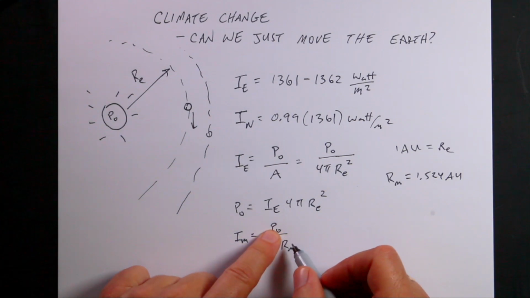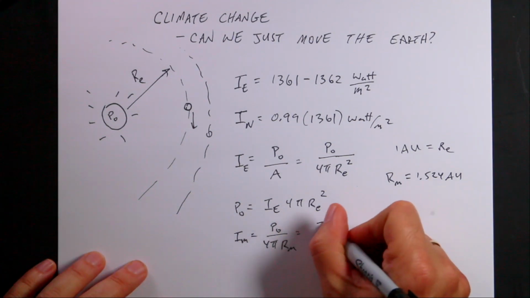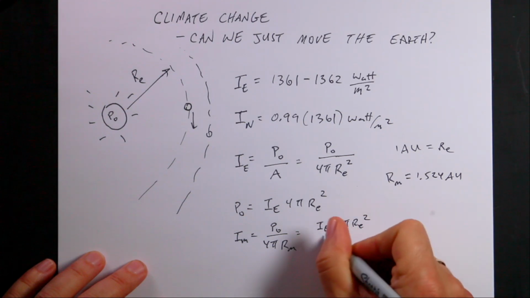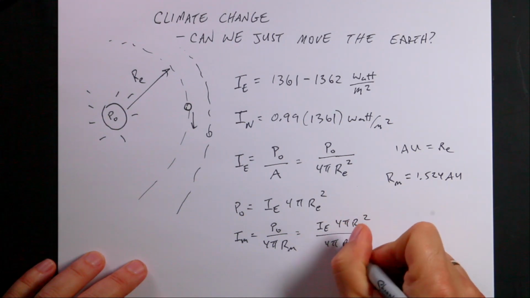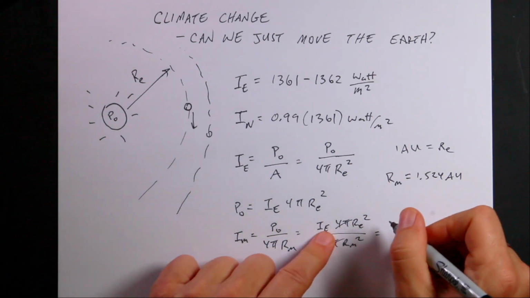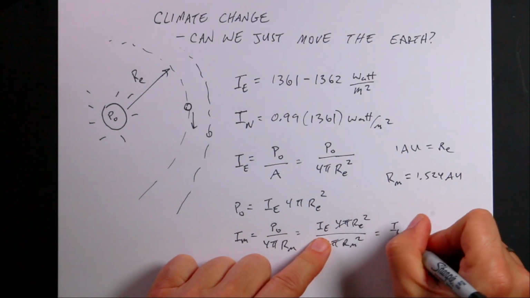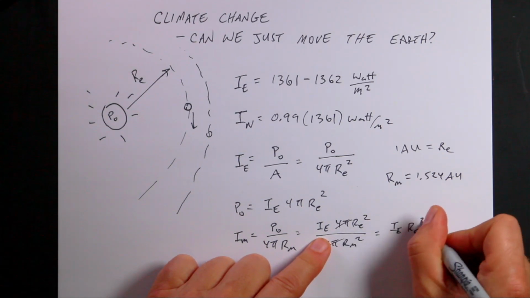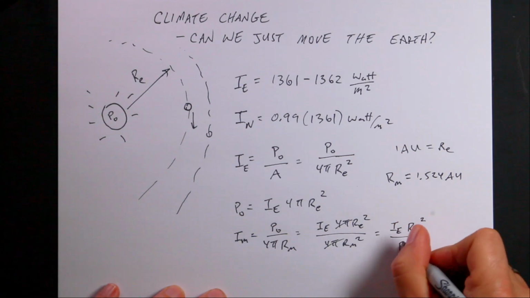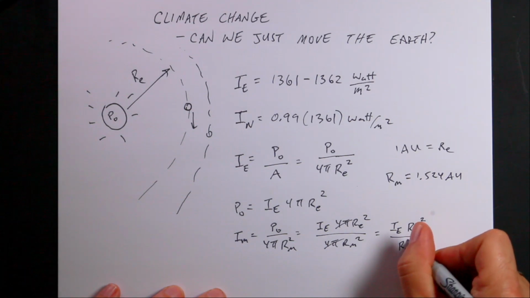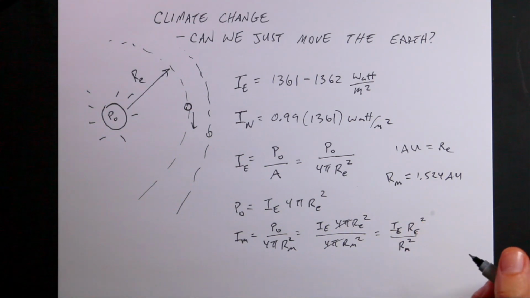So I know PO is this. I can put that in. It's going to be IE, which I know, 4 pi RE squared over 4 pi RM squared. The 4 pi's cancel. And I get, this is going to be equal to the intensity of the radiation at the Earth times the radius of the Earth squared divided by the orbital radius of Mars squared.